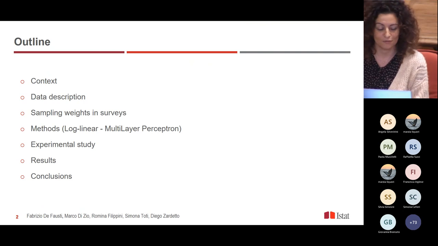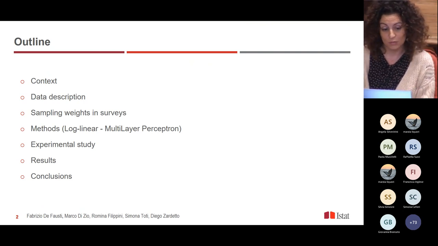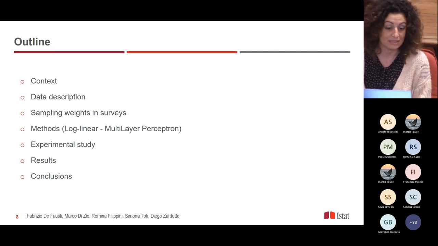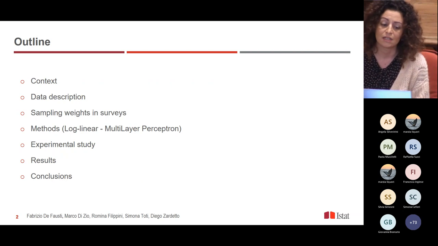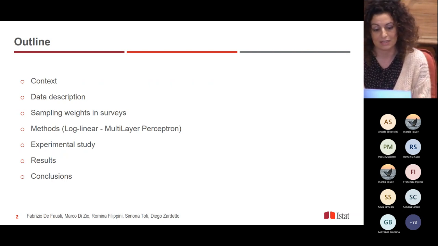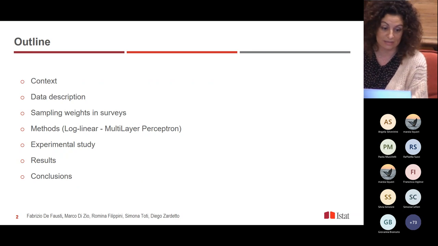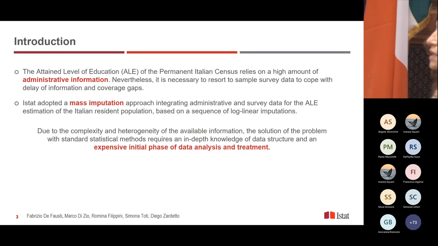This is the outline of the presentation. To focus the motivation of this work, it is important to understand the context and the characteristics of the data set on which we are working. Then I will briefly introduce the use of sampling weights in surveys and the methods used to process this data. Then there will be a description of the experimental study and finally results and some conclusions.